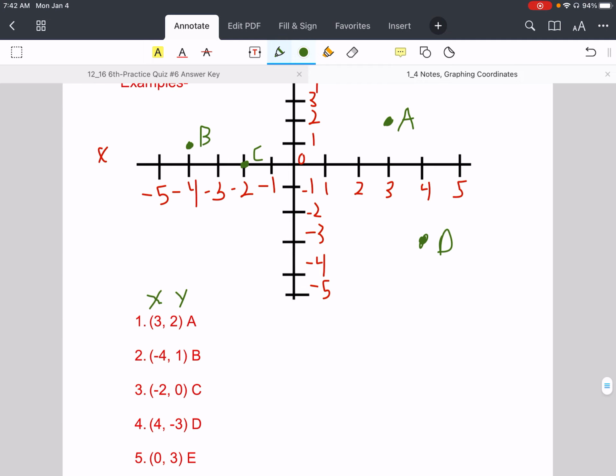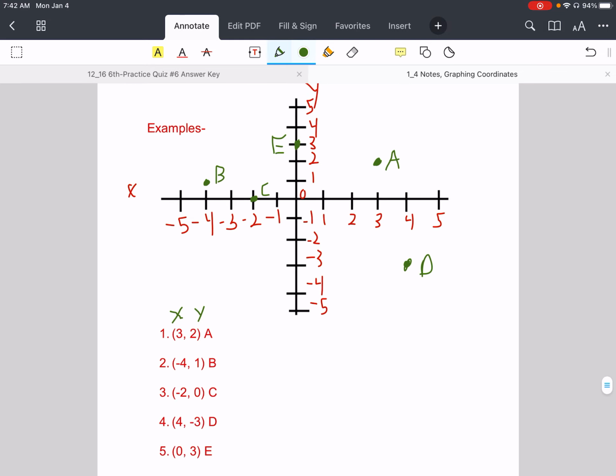And our last one, E value, 0, 3. So we always go right or left first, but we're at 0, so we're staying the same. And then I'm going up 3 to E.